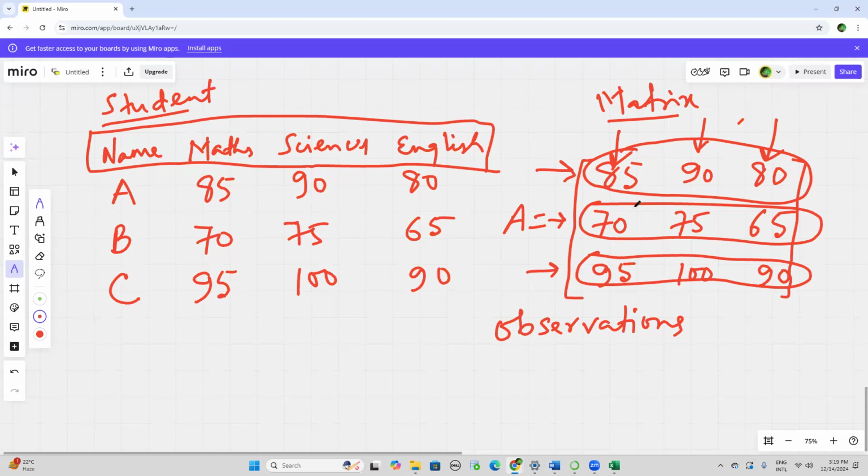So far, is this clear? Yes. Now, is there any limitation on the number of rows and columns in a matrix? Who will answer? I don't think so. There is no restriction.